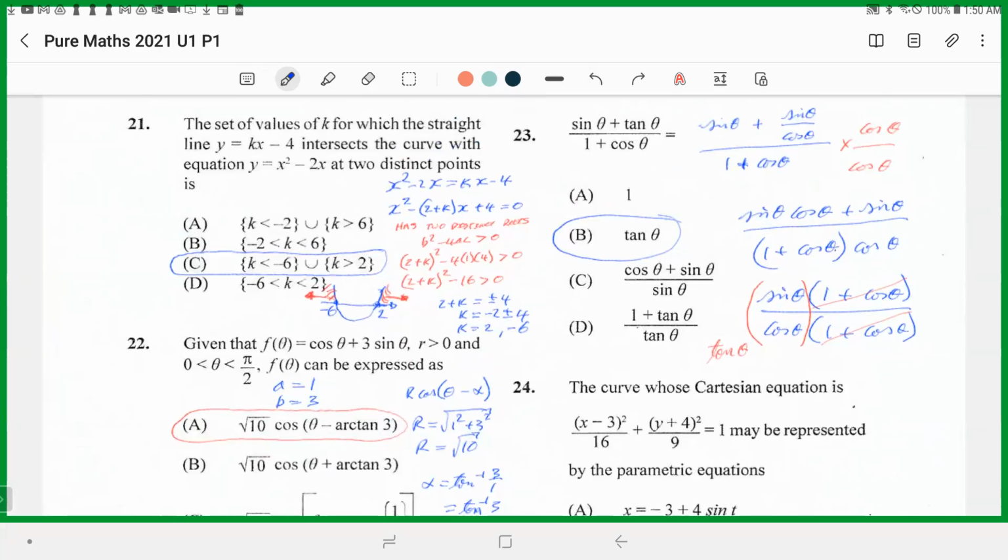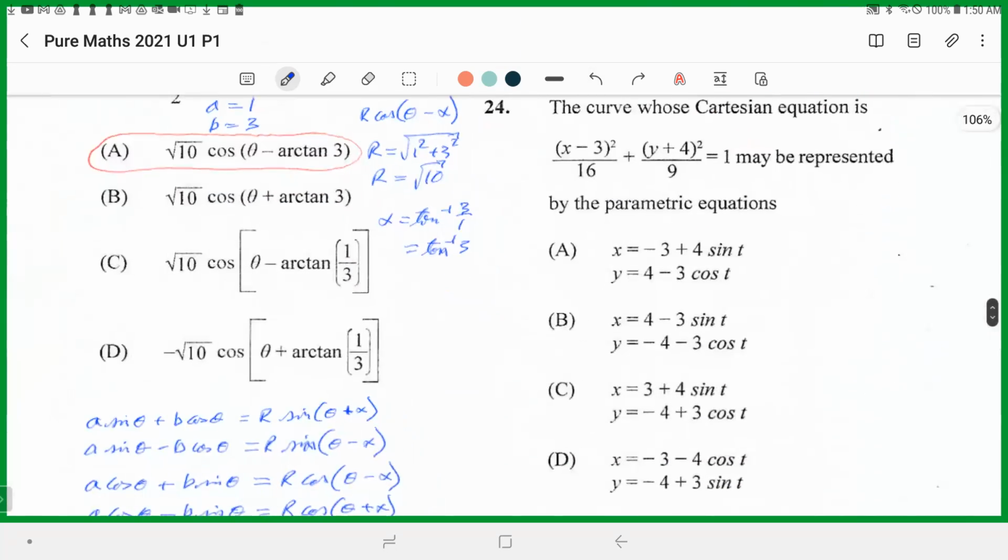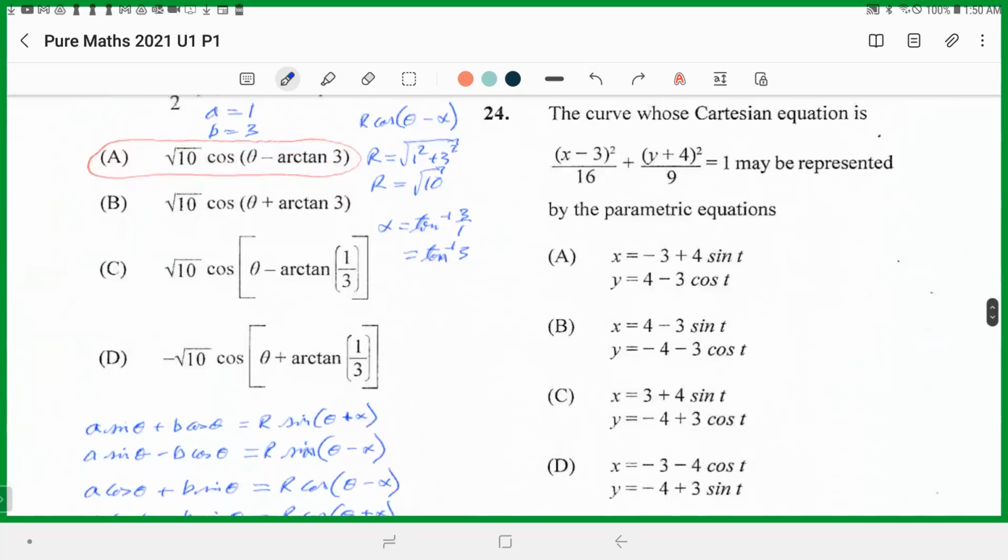Next one. Number 24 says the curve whose Cartesian equation is this. It equals one, so one of them has to be sin squared and one cos squared. Simple like that. Let's look at the answers now. This is the same as 4 squared under here, and it's the same as 3 squared under here. So think of it as if we're going to put this inside the bracket equals sine, and this inside the bracket equals cos.